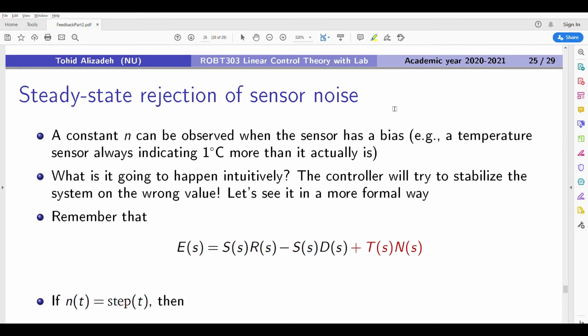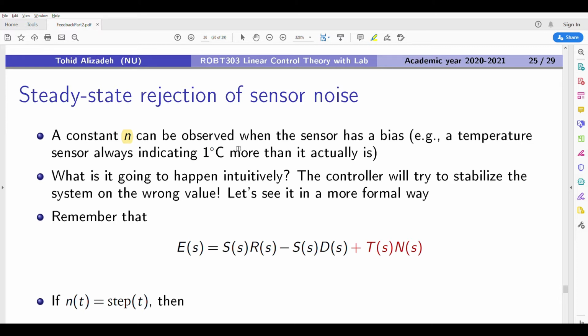Hi everyone. In this part of the lecture on closed loop systems analysis in the steady state domain, we will have a look at the rejection of the sensor noise, or attenuation of the noise. If we assume that a constant N, or noise, could be observed when we have a sensor which has a bias. Let's say we have a temperature sensor which always indicates 1 degree centigrade more than it actually is. So there is a bias coming from our sensor, and then we can say that we have a kind of step input for the sensor noise.